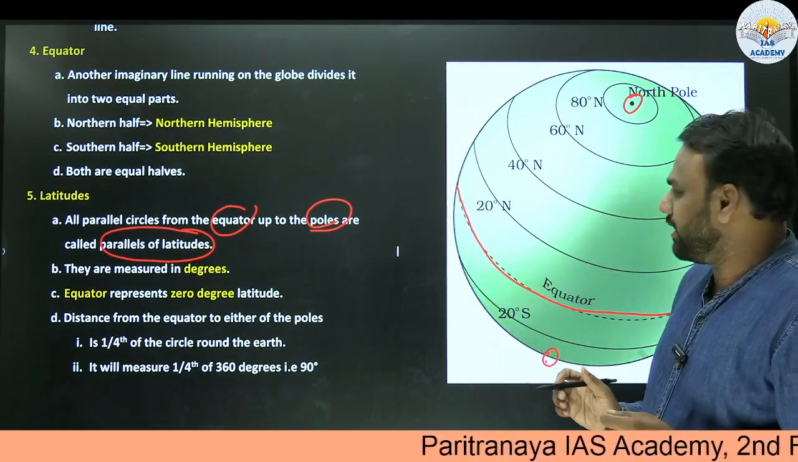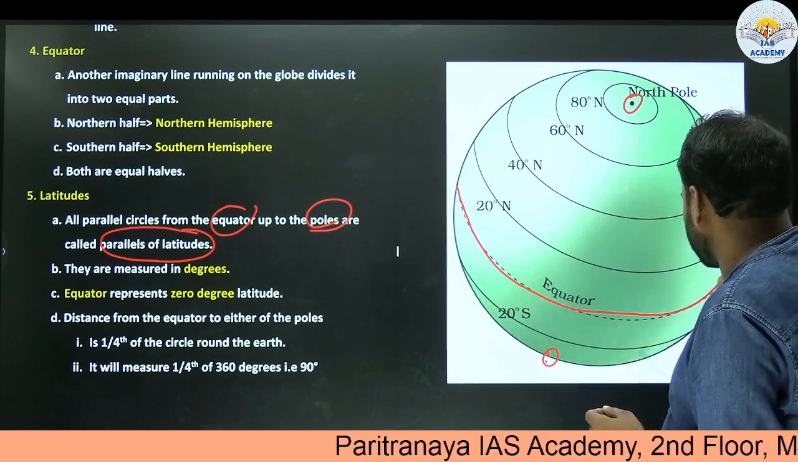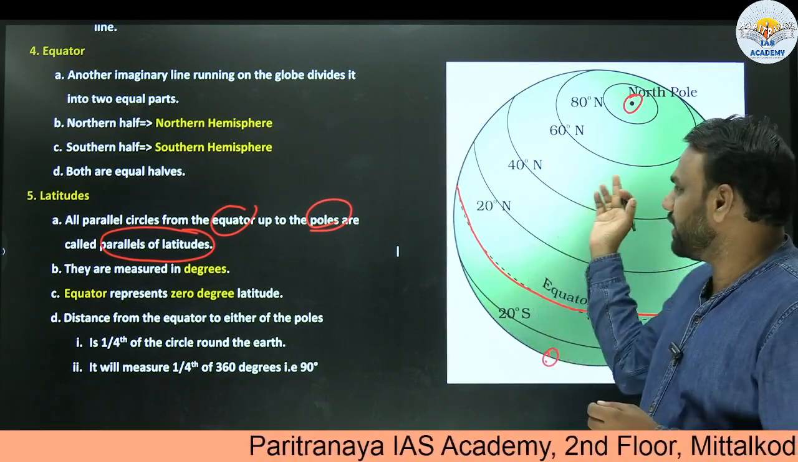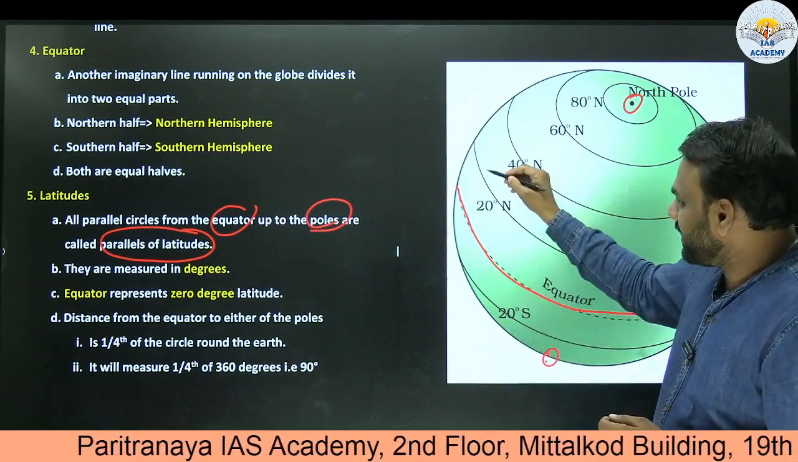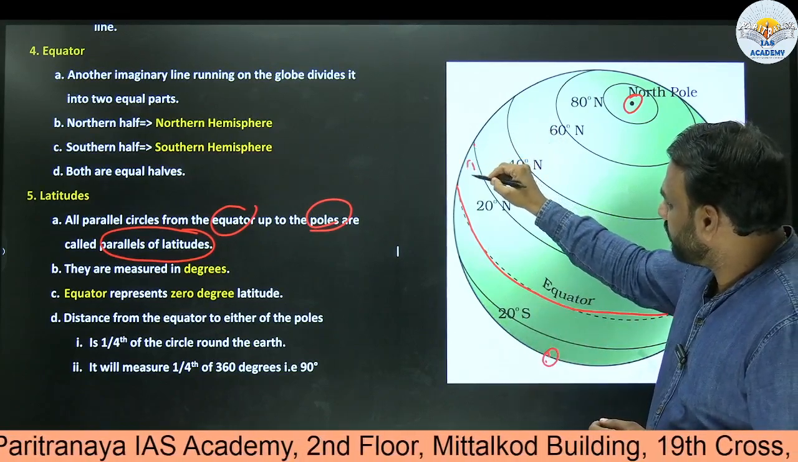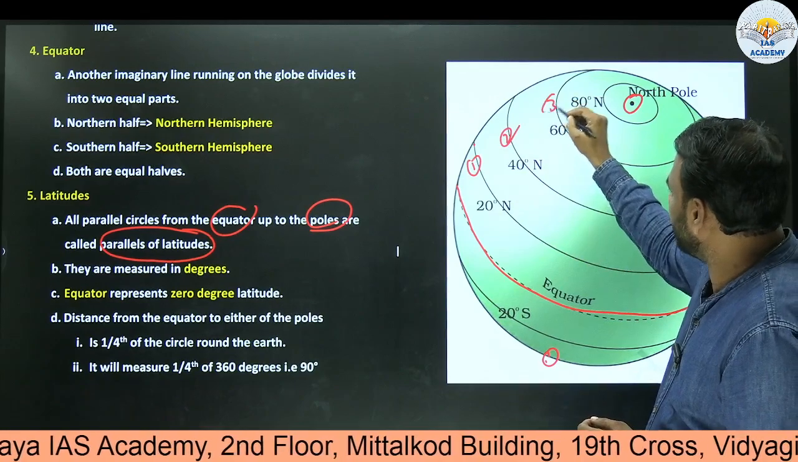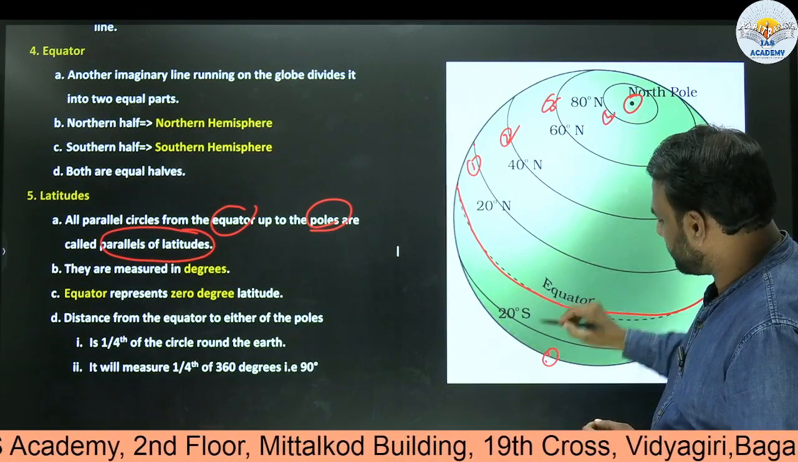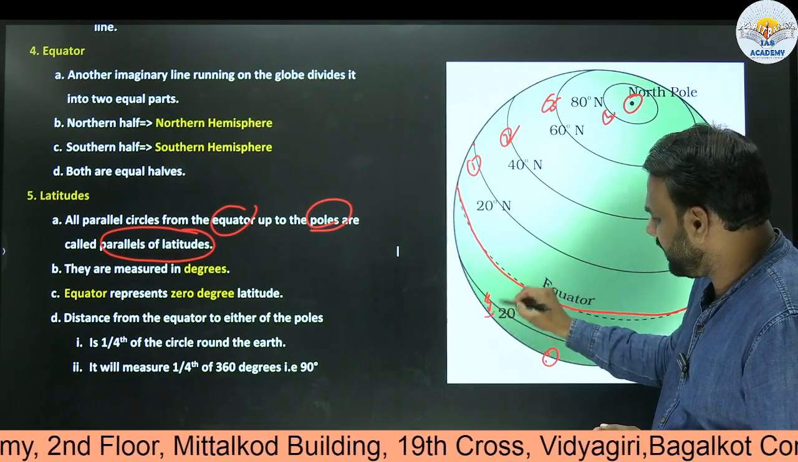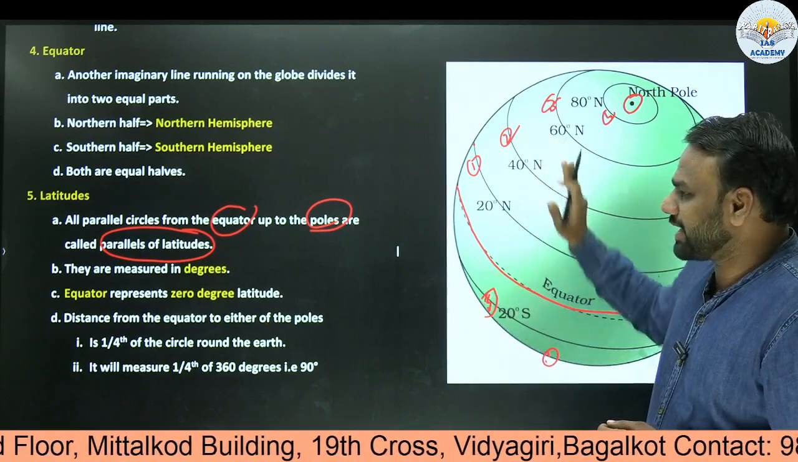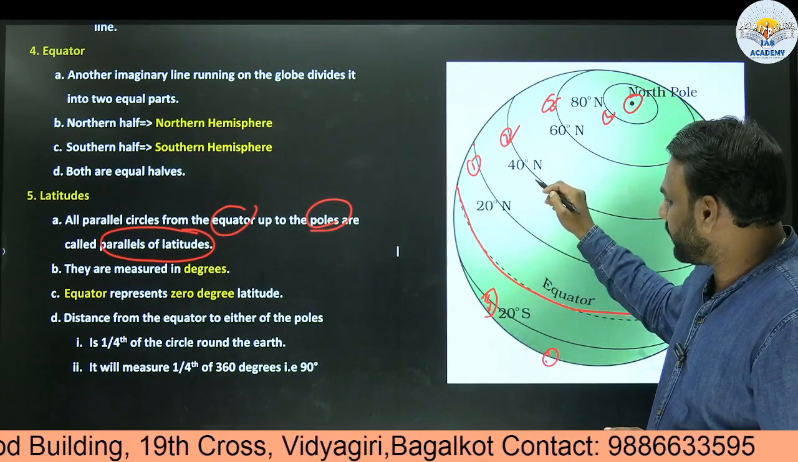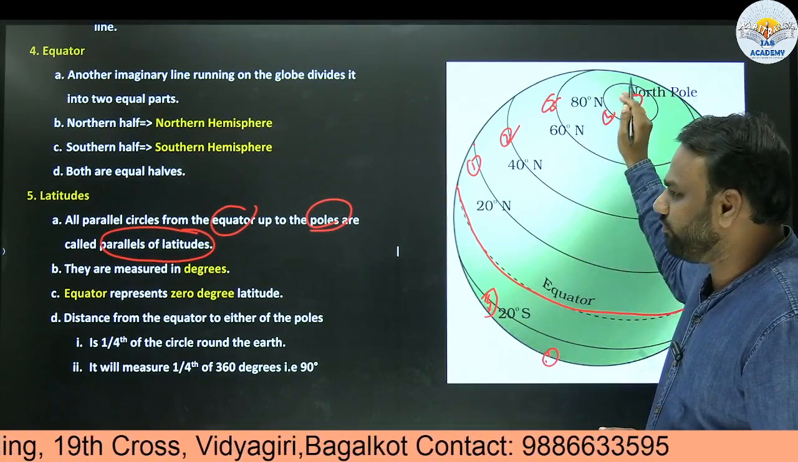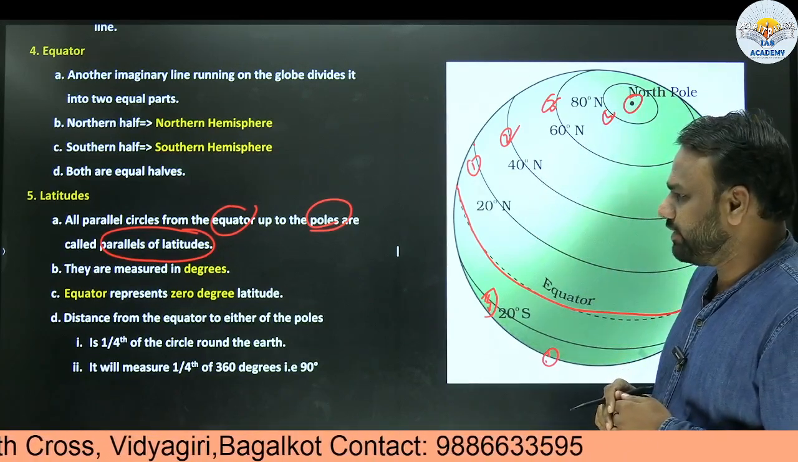So all circles are parallel. Now this is the equator. This is a circle, because Earth is round in shape. Similarly here we have one more circle. Circle 1, 2, 3, 4, and so on. Similarly, here also we have a circle. These circles we call parallels of latitude. So this is one parallel of latitude, this is another parallel of latitude.